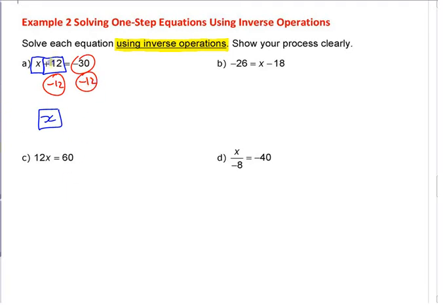Because what do these two things add up to on this side? Positive 12 and negative 12, what do they add up to? 0. They add up to 0. You just have x all by itself on this side. What do you have on the other side? You got negative 30 and negative 12. What do you have? Negative 42, right?